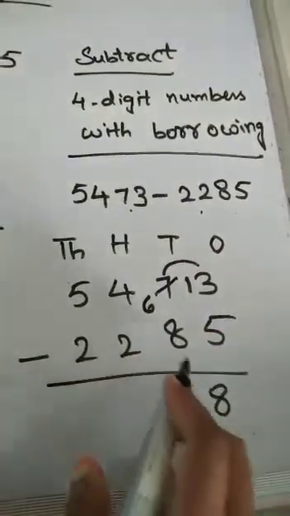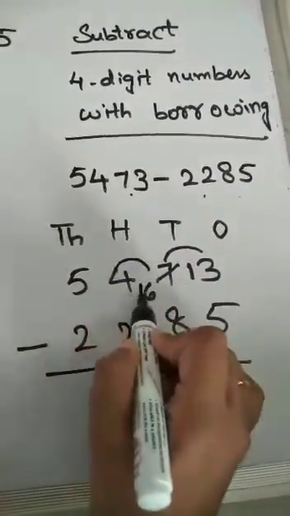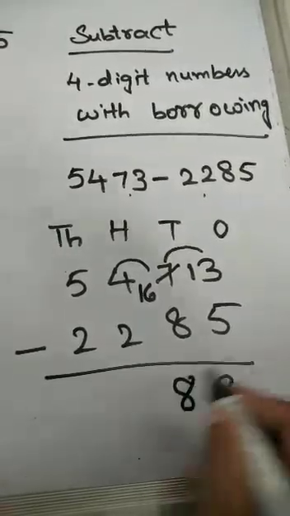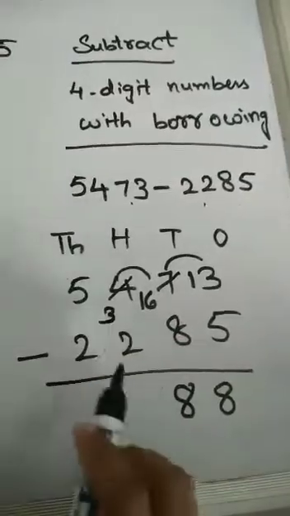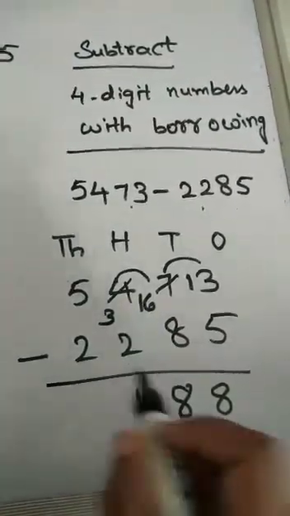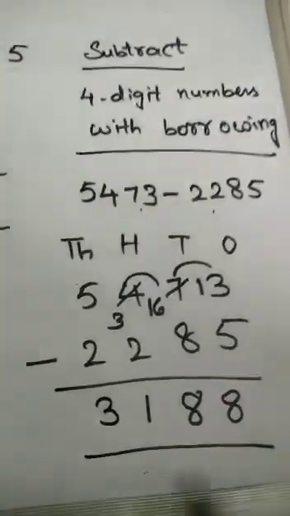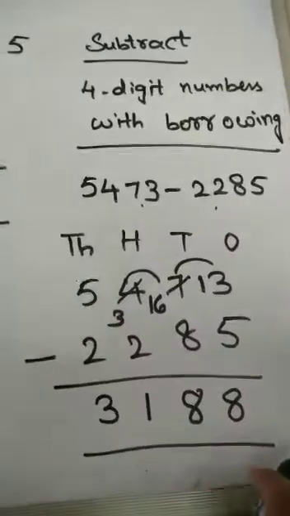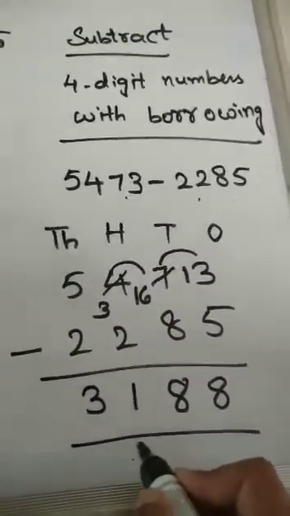So 6 minus 8 we cannot subtract. So we have to take a borrow from 4. Now this becomes 16. 16 minus 8 is 8. Now this 4 becomes 3. So 3 minus 2, 1. 5 minus 2, 3. So our answer is 3188. So this is subtraction of 4-digit numbers with borrowing.